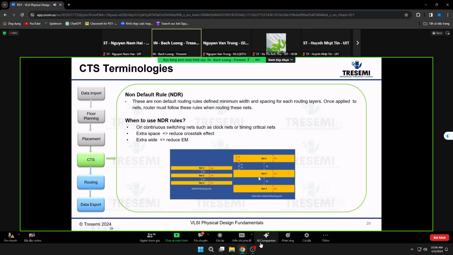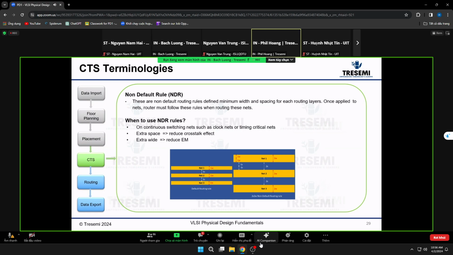So for routing resource, you have to be judiciously aware of when to apply this. But on clocks, 99% of the time we want to do it, because clock nets are high switching, and we want the clock integrity of clock nets per our target, per the spec that we want.